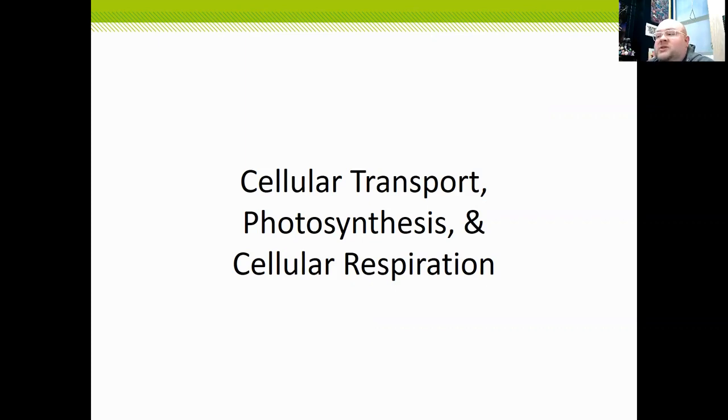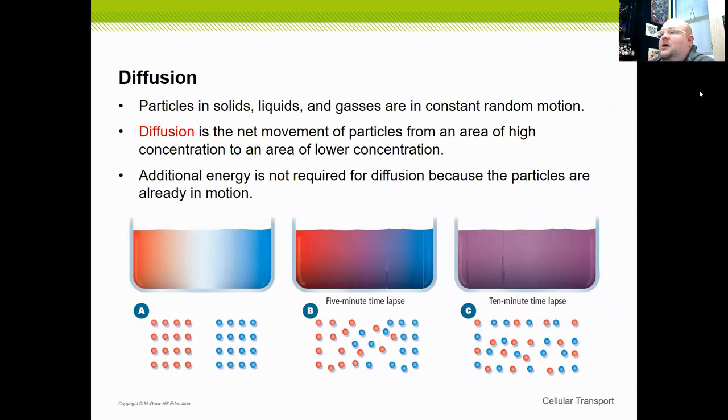Between the resources I've provided and this video, you should have a pretty good idea about these topics. First, let's talk about cellular transport, starting with diffusion. When you see the word diffusion, we're talking about particles moving from an area of high concentration to an area of low concentration. If you look at these pictures, it's easy to see that the red particles and the blue particles are separated. There's a high concentration of red on the left, and a high concentration of blue on the right.